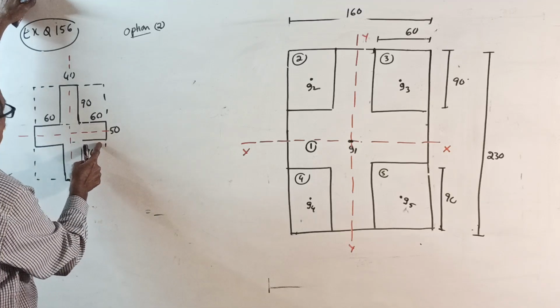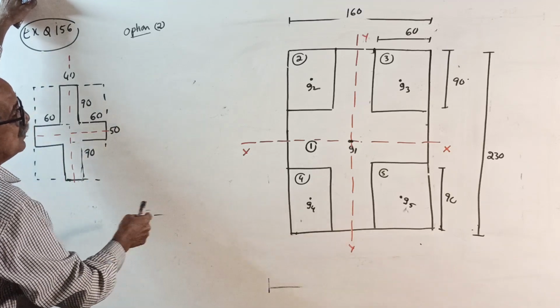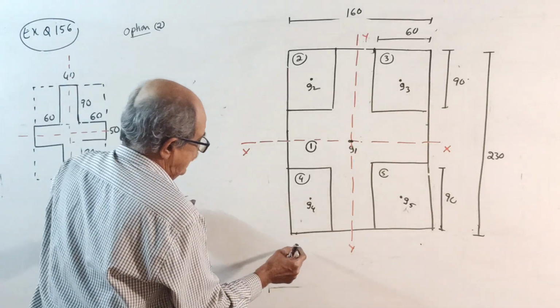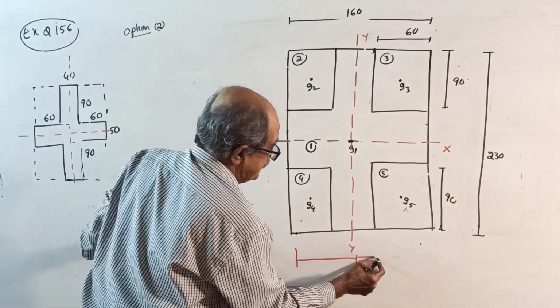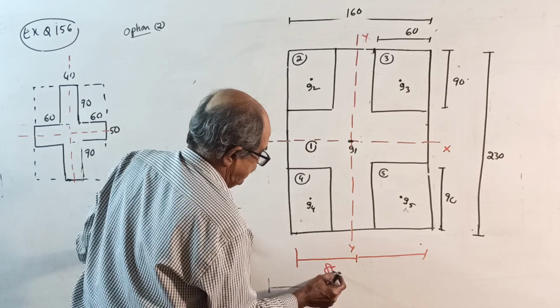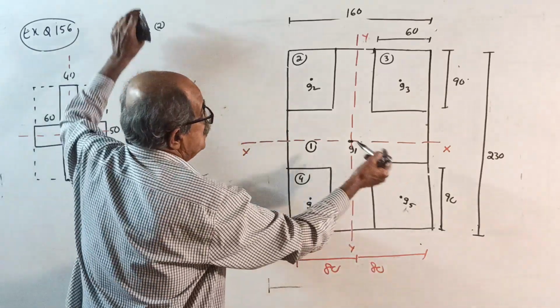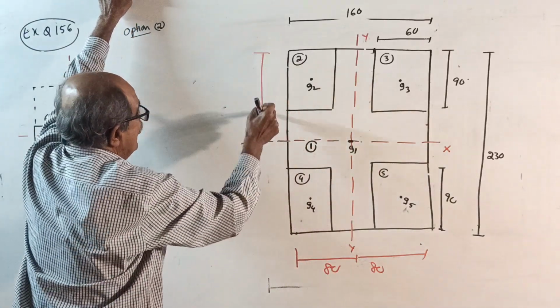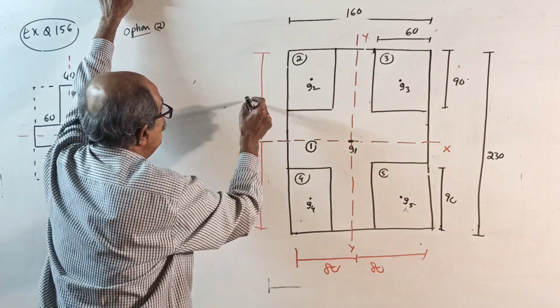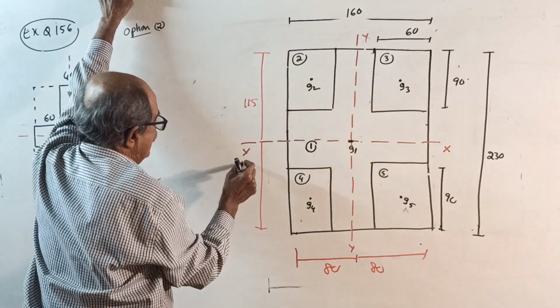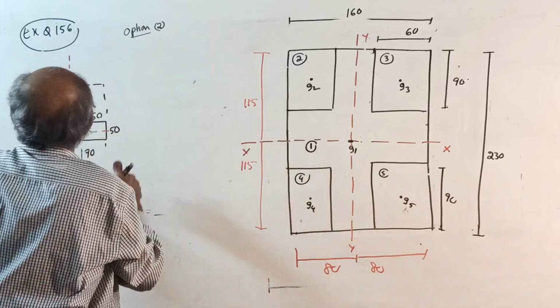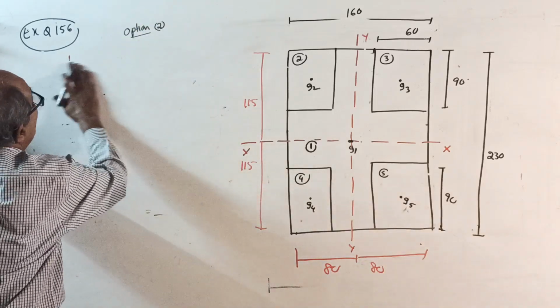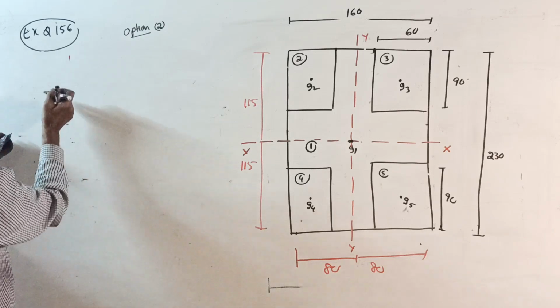60 plus 60 is 120, plus 40, 160. If you want the centroid distances, this will be 160 by 2, which is 80, and here 230 by 2, which is 115. I already told you all this. Now I can remove this and write IXX.